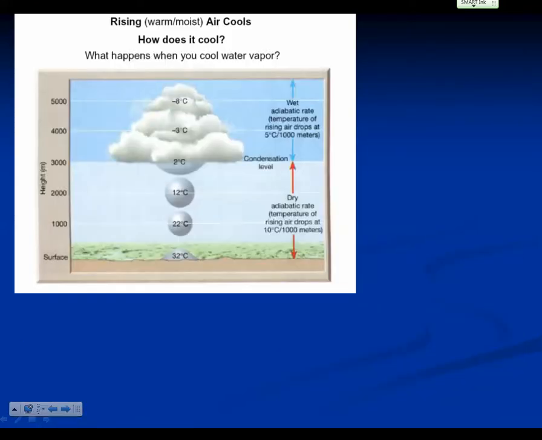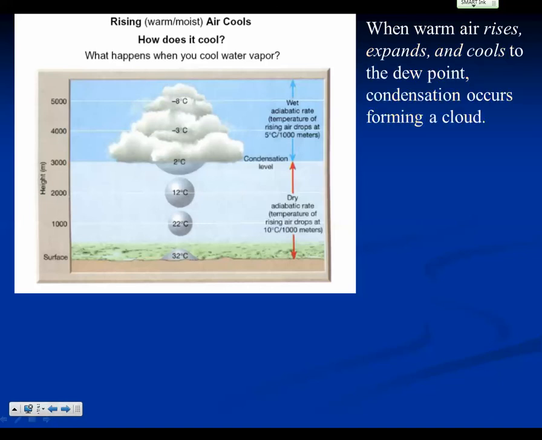Rising warm and moist air cools. How does it cool? And what happens when you cool water vapor? You can see the air here represented by these little spheres: 32, then 22, then 12. Eventually it cools to the dew point. The condensation level is at 3,000 meters in this particular picture, and you get the cloud forming. Now a lot of that cloud is actually going to be ice crystals because it's way up high, -3 and -8 Celsius at 4 and 5,000 feet.